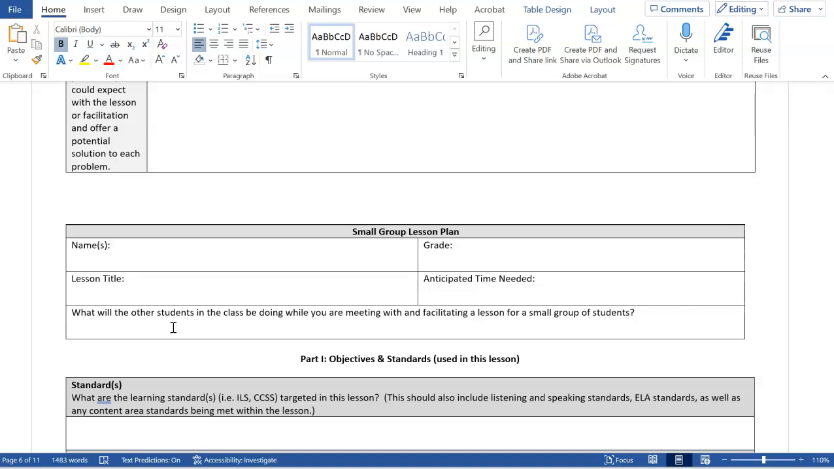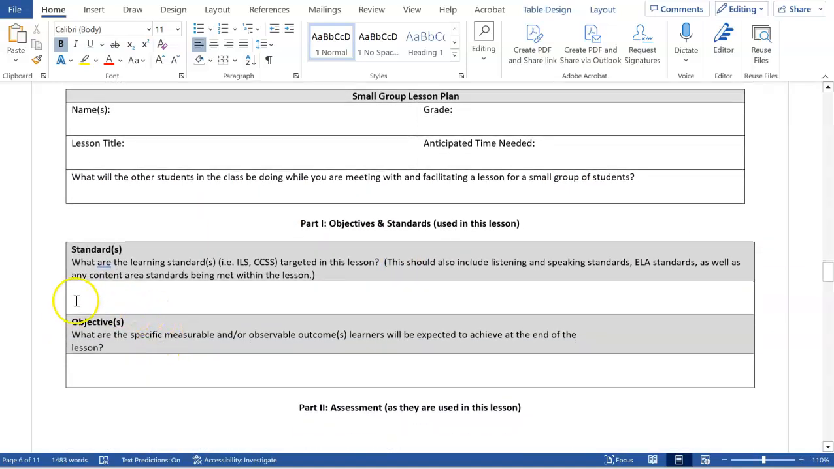And so I want you to think about, if you're leading a small group of, let's say, 4 or 5 students, and you have 20 students in your classroom, what are those other 15 students going to be doing while you're working with the small group? It could be that they are working independently in centers. It could be that they are doing stations and they're rotating through different small groups. So that's what you'll put in this section right here.